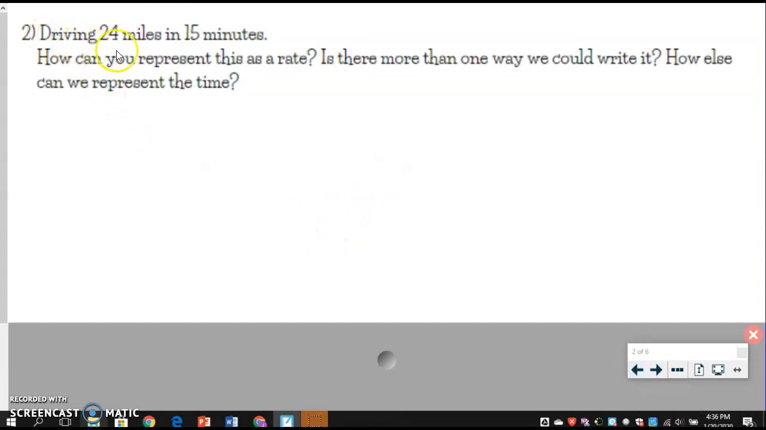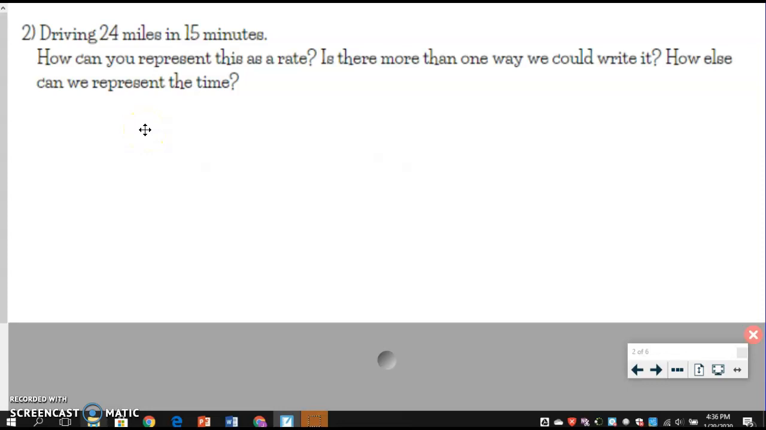So we've got driving 24 miles in 15 minutes. We want to know, what are all the possible ways you can represent this as a rate? Is there more than one way we could write it? How else could we represent the time? Sometimes we can write these in more than one way, like we did on the last one. Sometimes there's even more than just 2 ways. So I'm going to show you one way. If you want to try and see if you can guess these on your own, feel free, but I'm going to go ahead and get started.